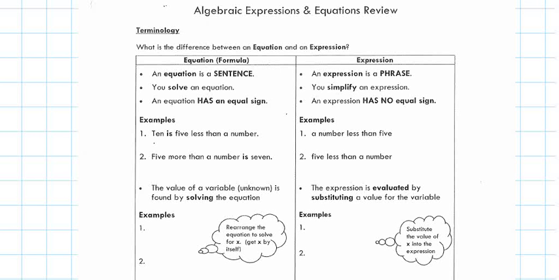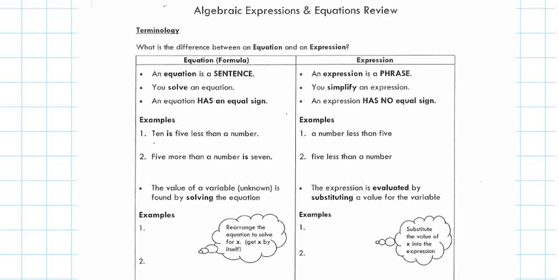When I'm talking about an equation, the word equation has the word equal in it. It starts with an equal, and that means it has an equal sign. So whenever you see something with an equal sign, where you have a left side and a right side, we call that an equation.